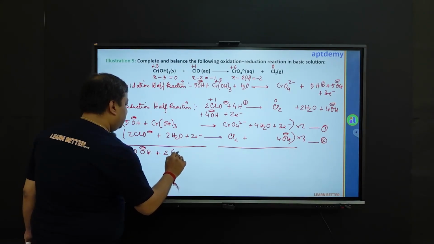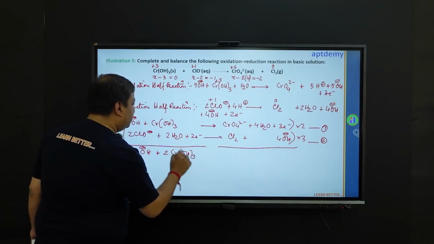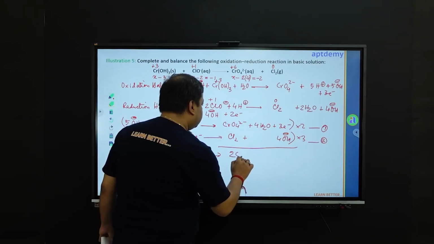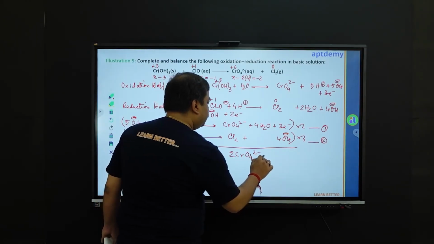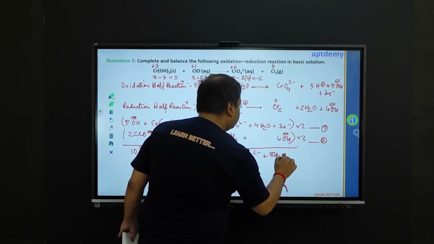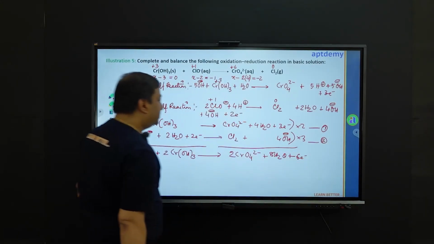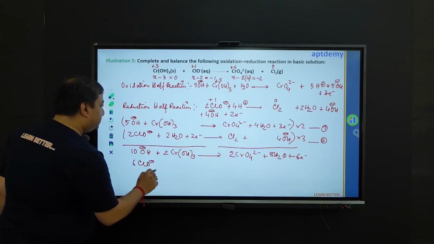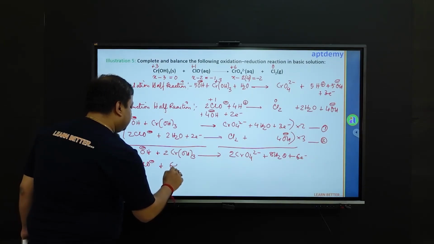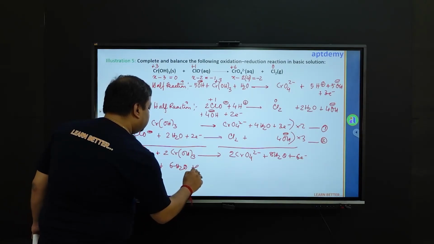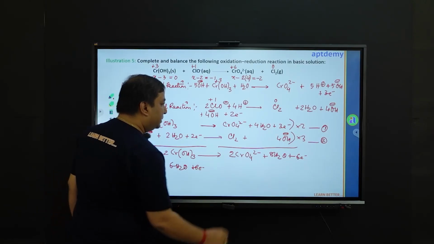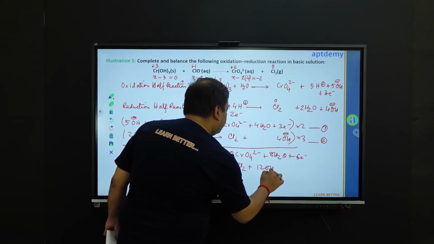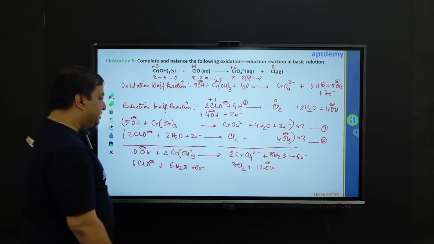2 such chromium hydroxide, 2 such chromate, 8 such water molecules and 6 such electrons, 6 ClO minus, 6 water molecules, 6 such electrons. Let's go to that side now. 3 Cl2, 12 OH. And now we will be simplifying it further.